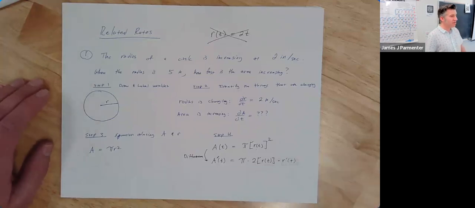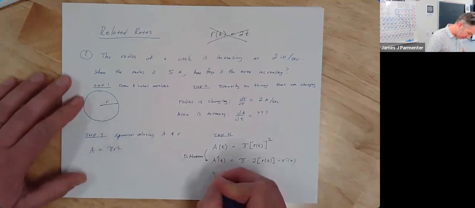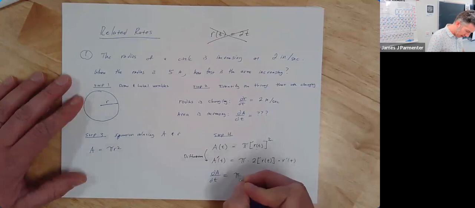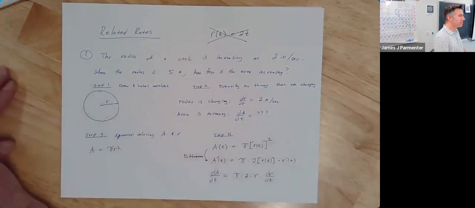But now, using the notation that we're actually going to use, what we'd actually write is dA/dt equal to pi times 2 times r times dr/dt. This is the same stuff. This is just a different way of writing it.